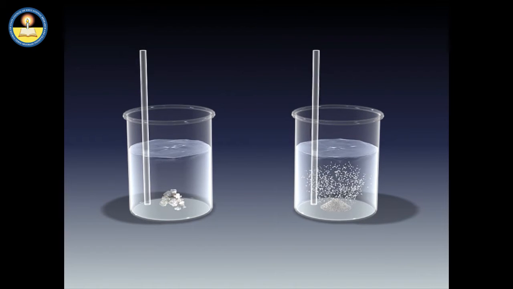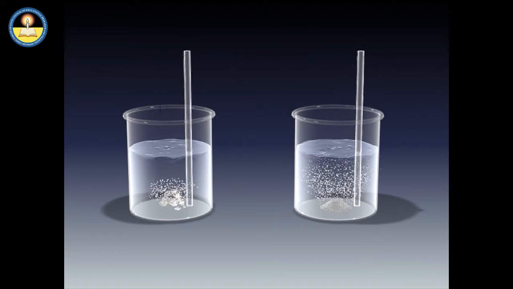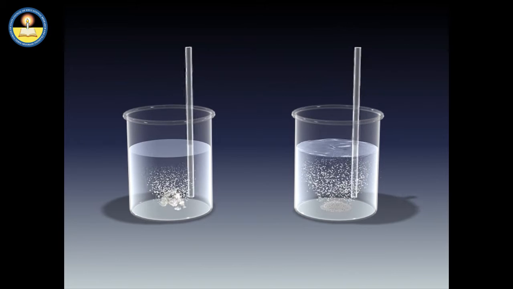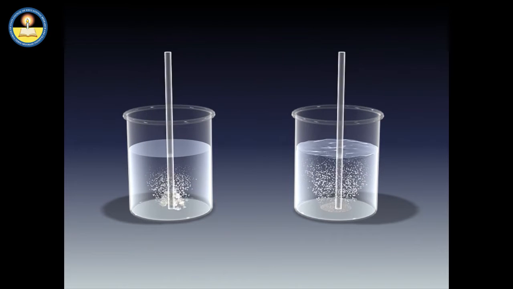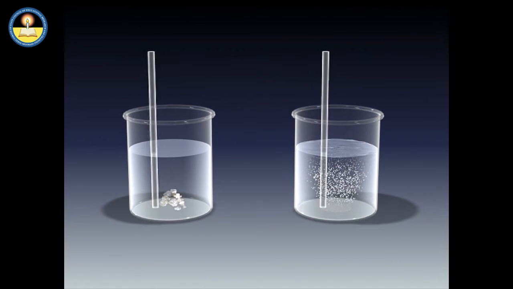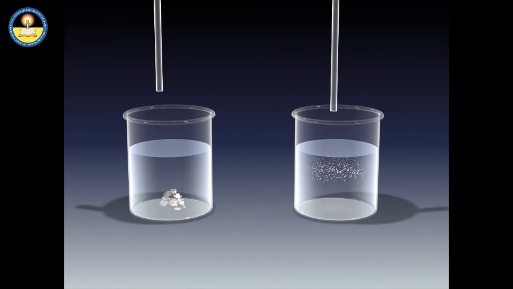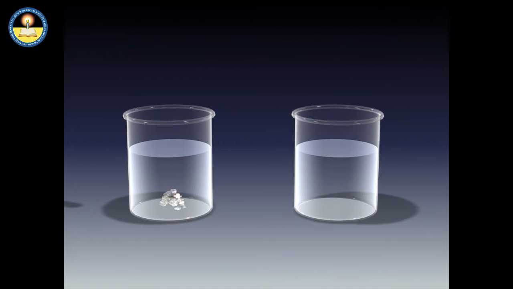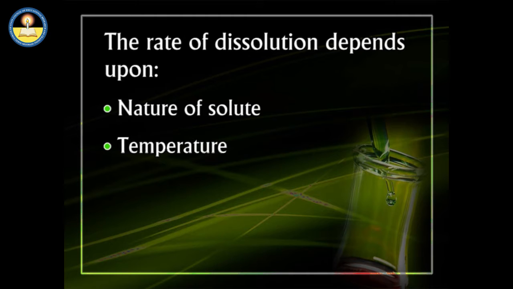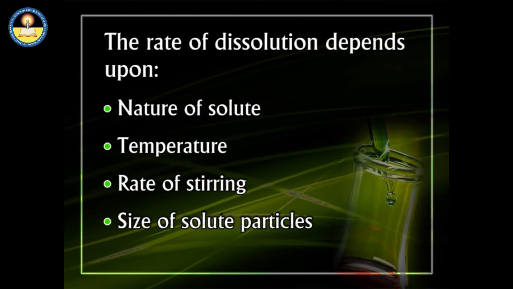When particles of one salt are grinded into fine particles and the other remains as it is, we find that finer particles dissolve faster. So, we see that the rate of dissolution depends upon these factors. That is, nature of solute, temperature, rate of stirring, and size of solute particles.